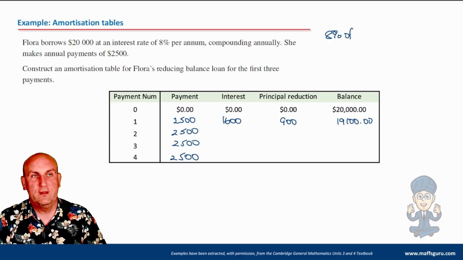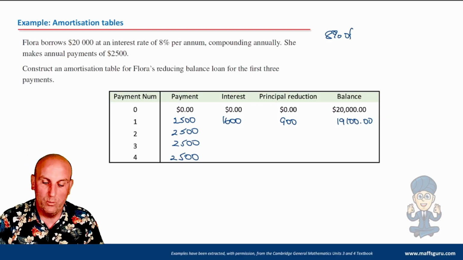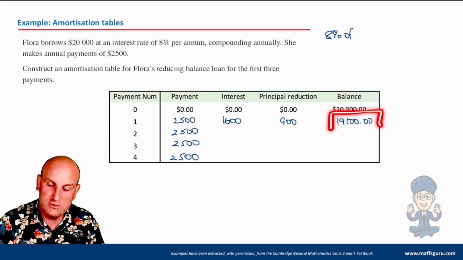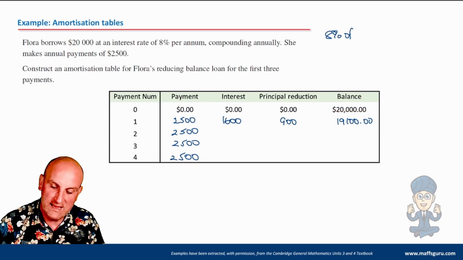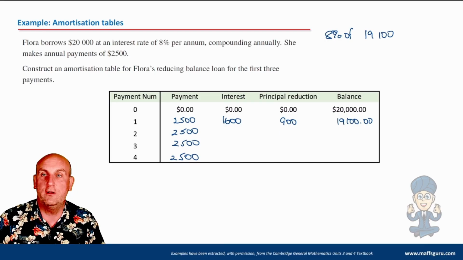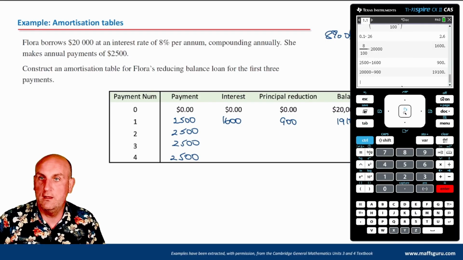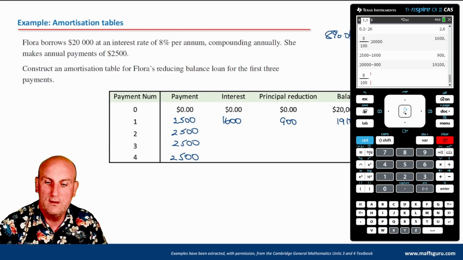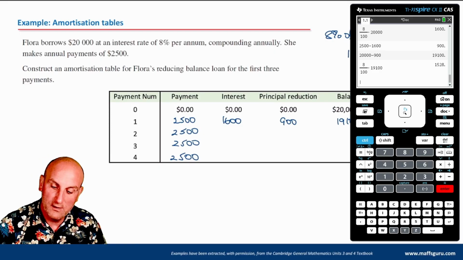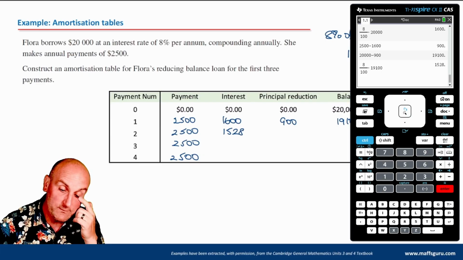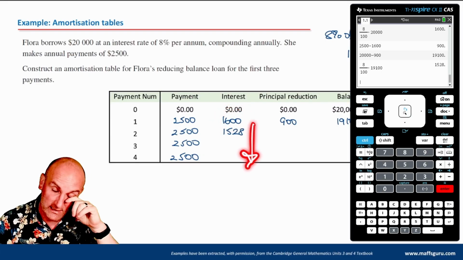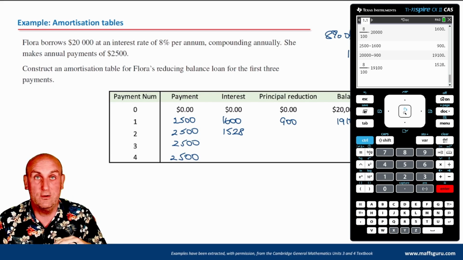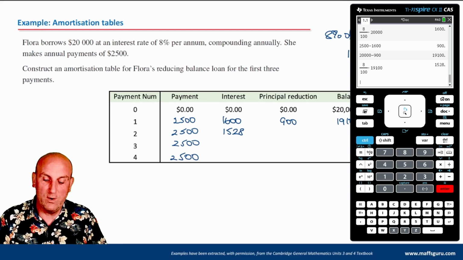Now, we do the next line. We've made a payment of $2,500, but my interest now is going to be different. Why? Because my balance has reduced. So now I want to work out 8% of $19,100. Fire up my calculator. 8% of 19,100, hit enter, gives me $1,528. Sadly, a lot of people think that once you've worked out the interest once, it just gets copied down. That's not true. That would be simple interest, and that's not going to apply here at all. So I've got a new interest figure.